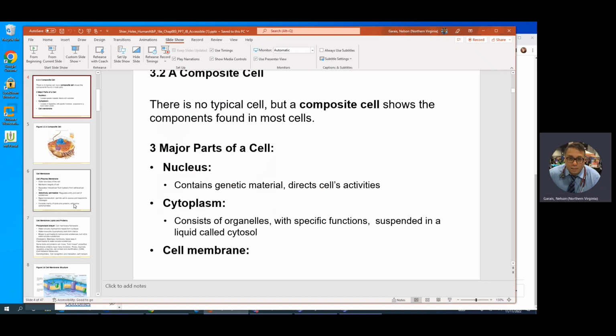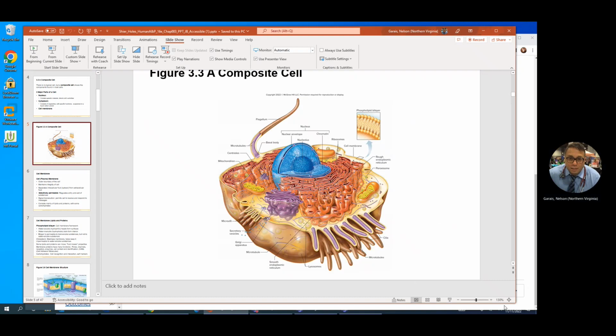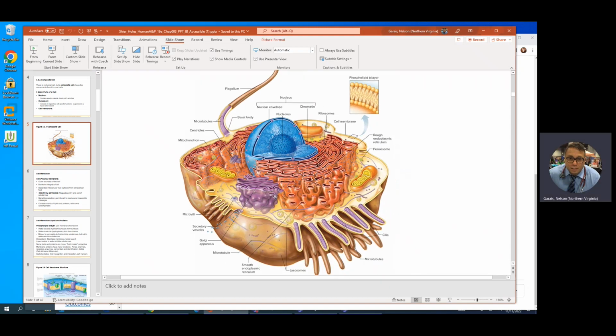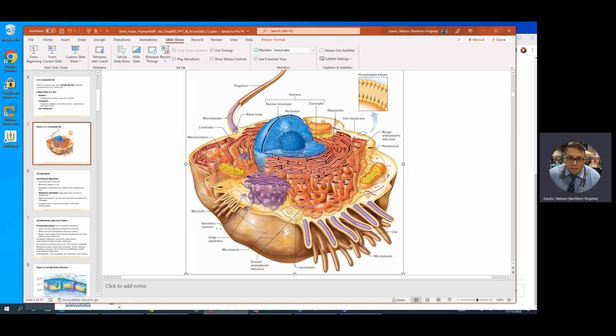Now, the major parts of the cell, and the best thing is to look at this picture. So what we did in class, we went over this picture and we started with the nucleus. The nucleus is the home or the brains of the operation, which is the control center of the cell. I want you to see the cell kind of like a mini human being. So this has a brain.